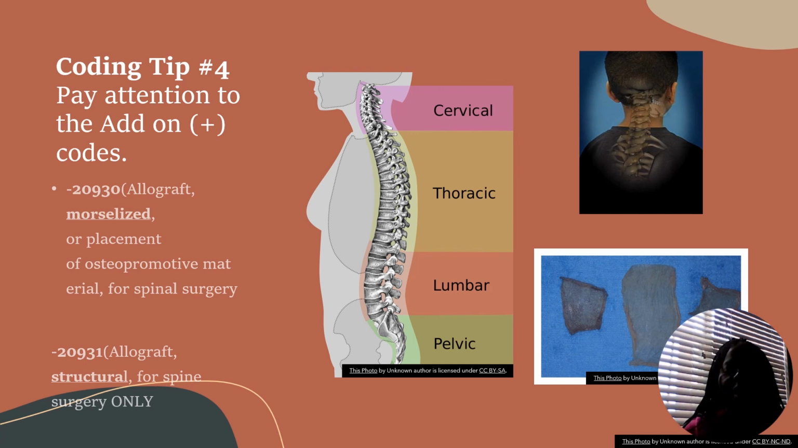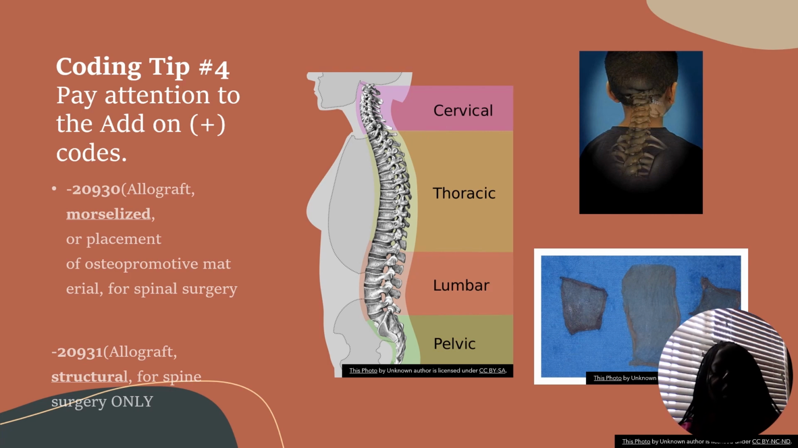But if we look at the underlined and highlighted code for 20930, it is a morselized allograft, right? And again, or placement of an osteopromotive material for spinal surgery. So that lets me know that this code is specifically for spinal surgery, as well as the type of allograft, which is morselized, and that should be documented. And then the second one, 20931, is the structural allograft, and again, it is for spinal surgery only. So both codes are specific to spinal surgery. With the 20931 allograft, it is a structural allograft.